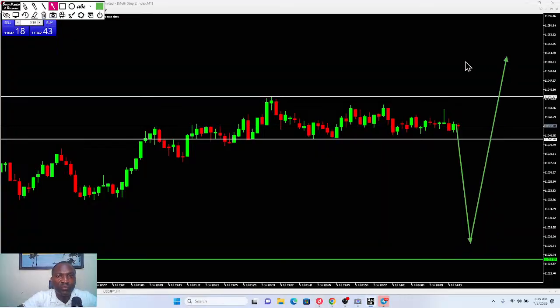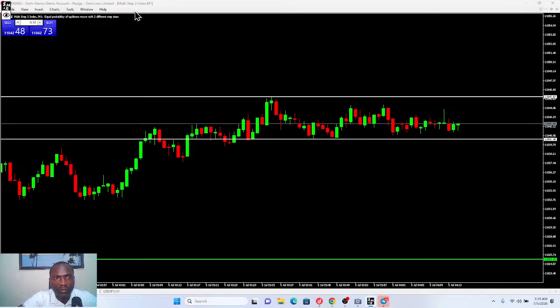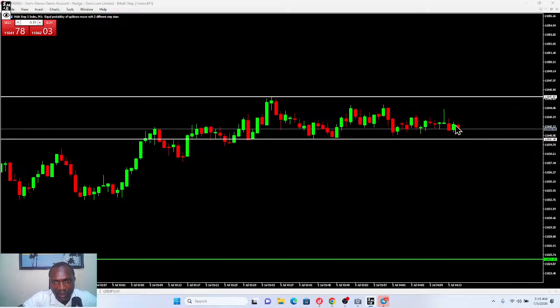Although it's just ranging right now, which has not really given us a clear direction of where it's heading to, you just have to relax and watch the market. But if you are a scalper, you only buy as this particular candle is red. No need for you to buy. You relax until it becomes green.